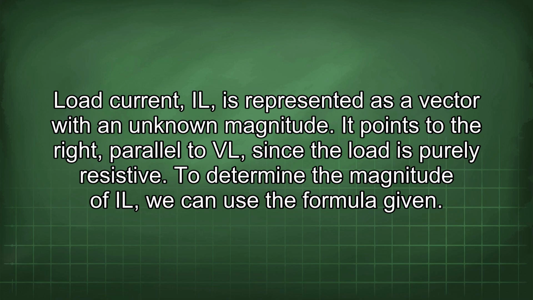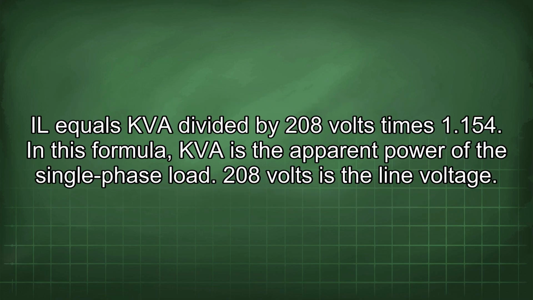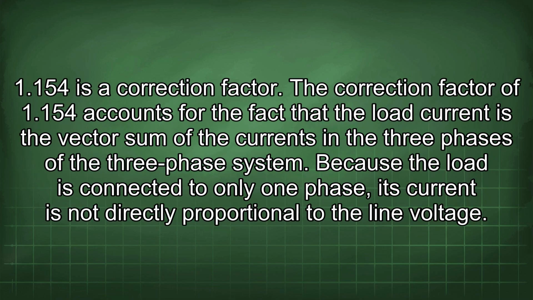To determine the magnitude of IL, we can use the formula given. IL equals KVA divided by 208 volts times 1.154. In this formula, KVA is the apparent power of the single-phase load, 208 volts is the line voltage, and 1.154 is a correction factor.